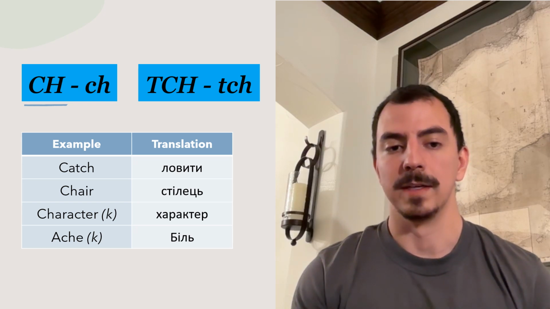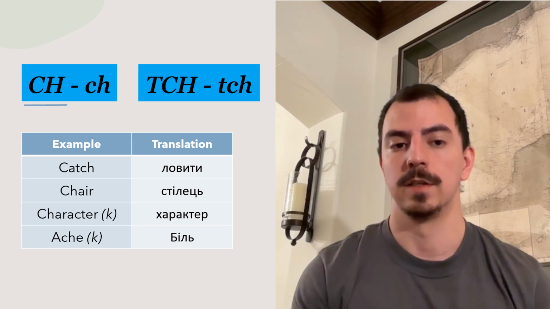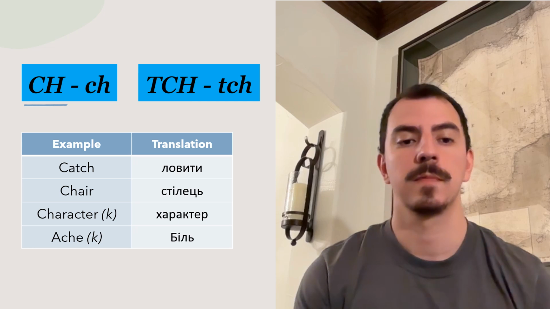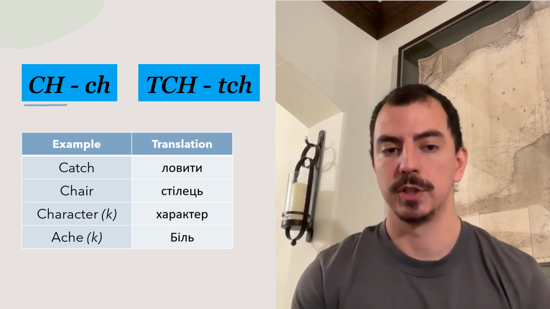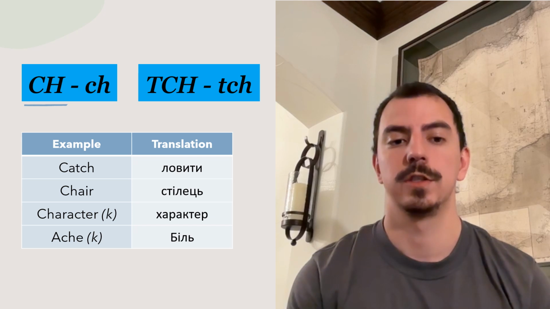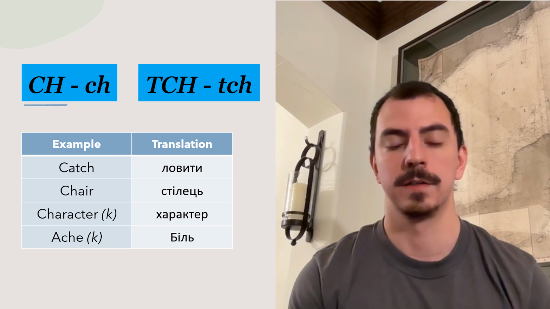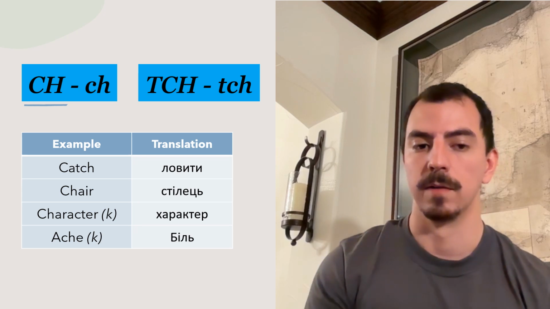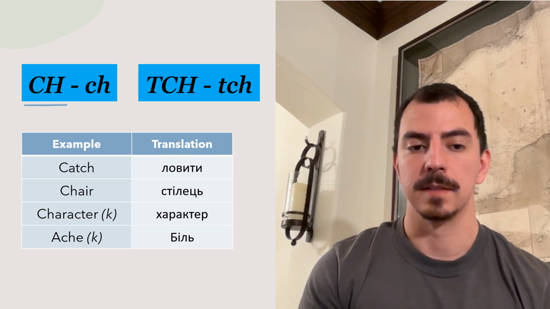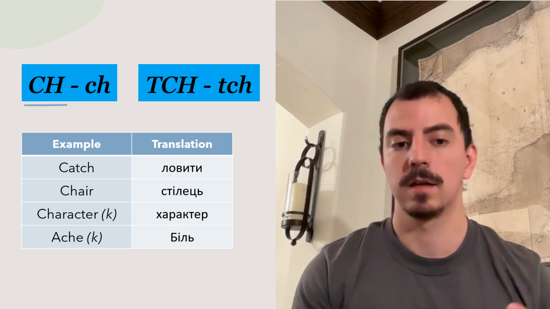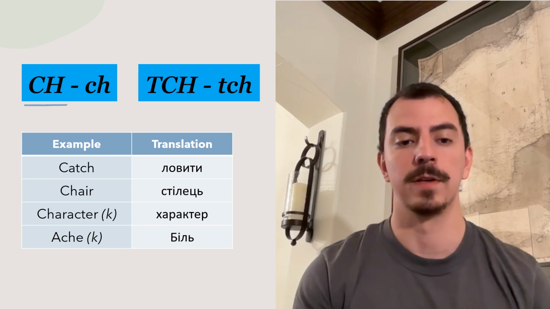So the first example is catch. It has the ch sound with the hard C at the front. Catch. The next example is chair. So this has the soft C, CH, ch, chair. The next examples are a little bit different, where instead of the soft CH, it's a hard CH. So character, k, just the K sound, character.